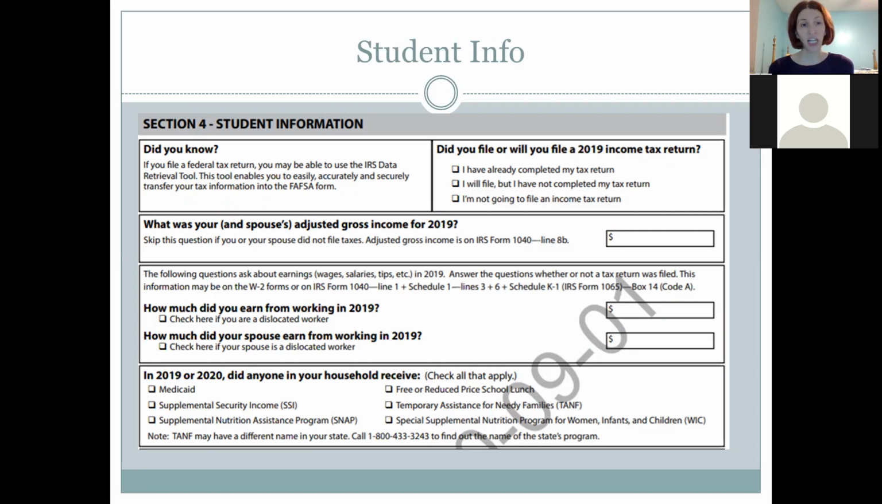They would have to put in their AGI. If they had any wages, you would put that section in as well. They might have wages but not have to have filed. Again, perfectly fine. You just say, not going to file and put in the wages earned. It's also going to ask the student if they received SSI, SNAP, free or reduced lunch. And if they have, they would check those boxes.